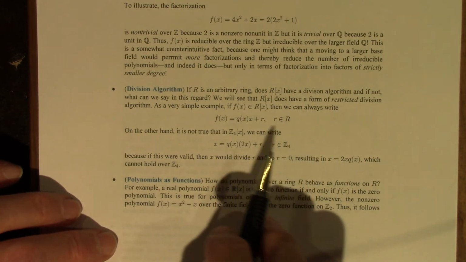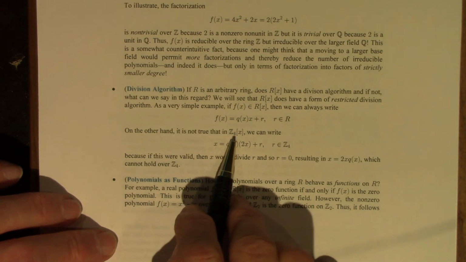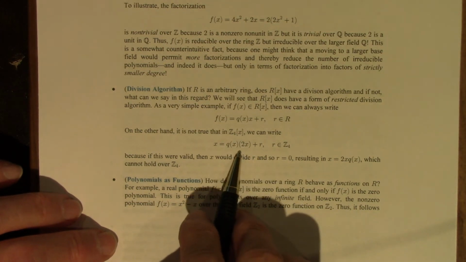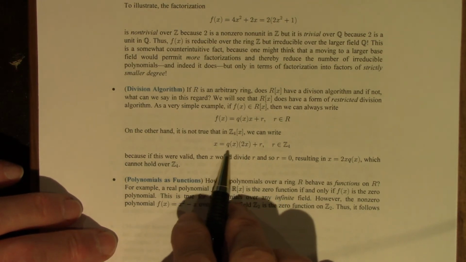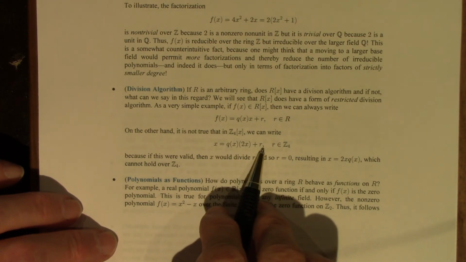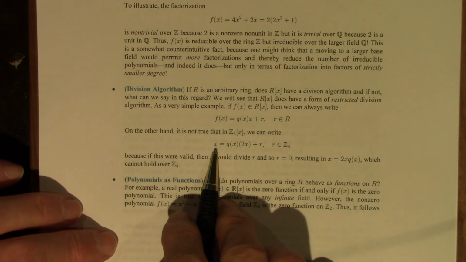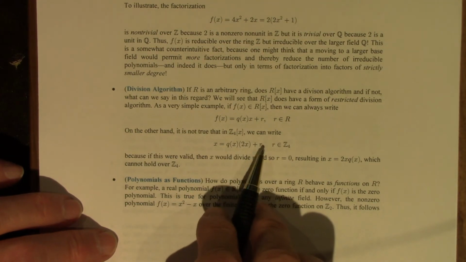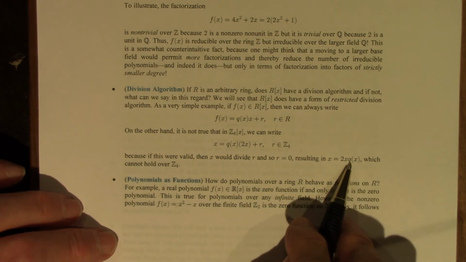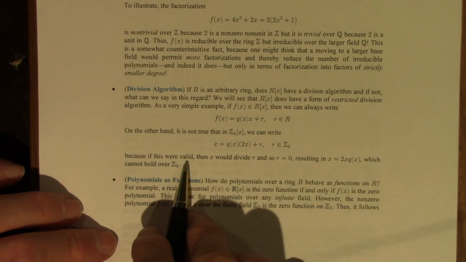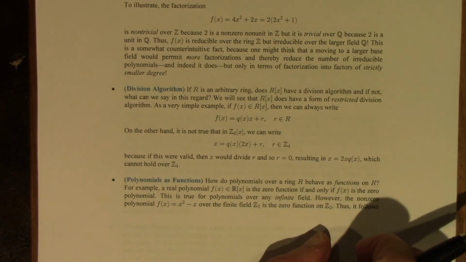On the other hand, in this polynomial ring Z_4[x], we cannot write this. We can't use 2x as a divisor, because if this equation were to hold, x divides this term and this term, therefore it divides r, which means r has to be 0, resulting in this, which cannot happen for any polynomial over Z_4. Okay? And I'll let you ponder that.